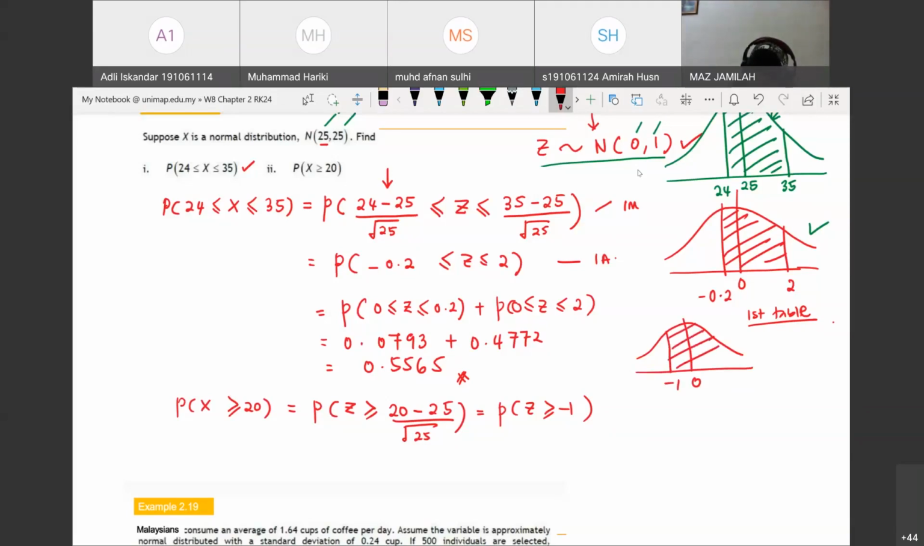The whole thing here, we know that this is 0.5. So what about this one? We are talking about P of Z greater than or equal to 0, plus this one, the probability of Z between 0 until 1. So you will get 0.5 plus 0.3413, which gives 0.8413.